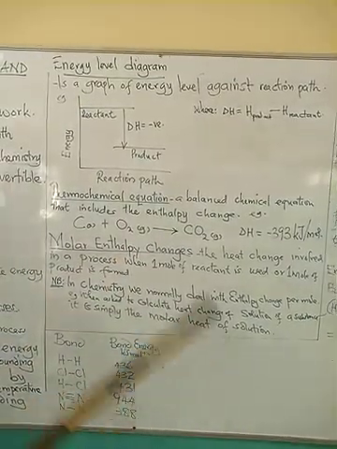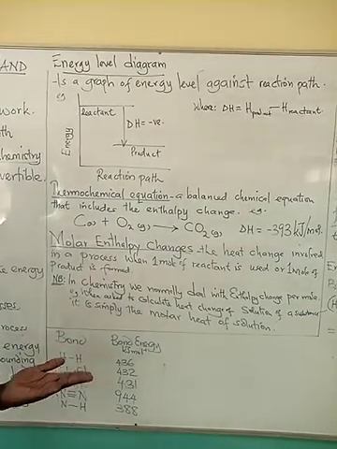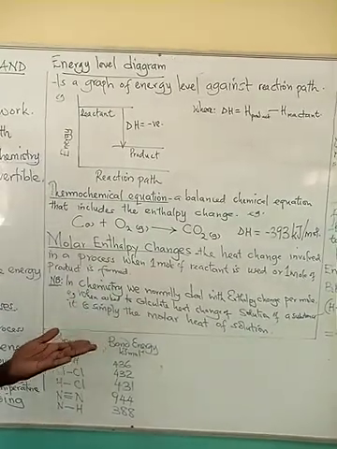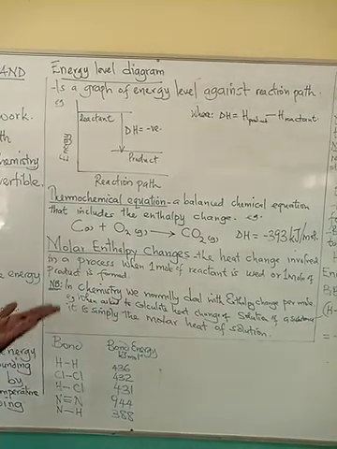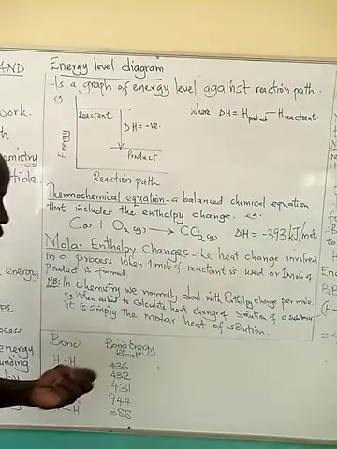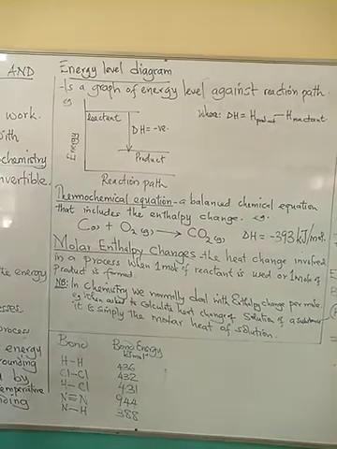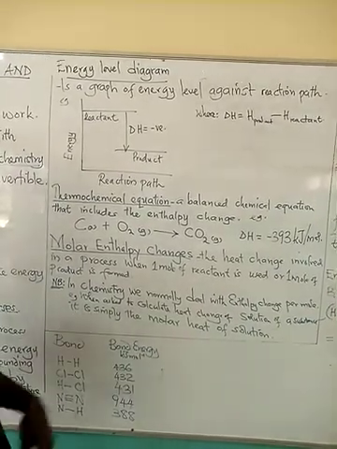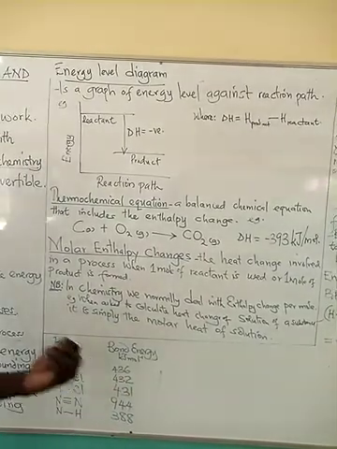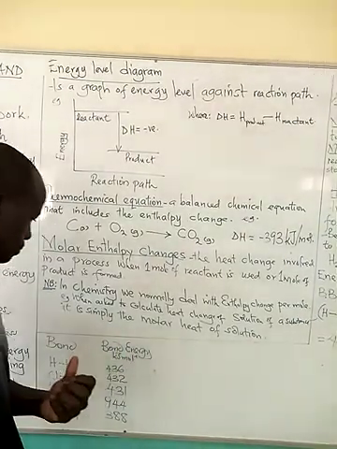Let us try something on the molar enthalpy changes. The word molar is just as touched on under the moles. Molar enthalpy change is the heat change involved in a process where 1 mole of a reactant is used or 1 mole of a product is formed. In that case, in chemistry, we normally deal with the enthalpy change per mole. The enthalpy change per mole can be in units of joules or kilojoules per mole.